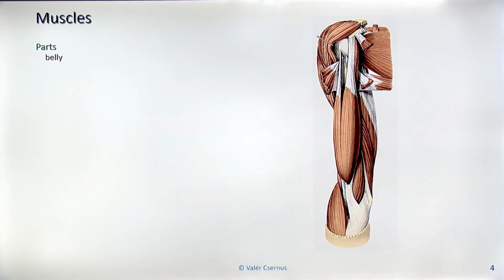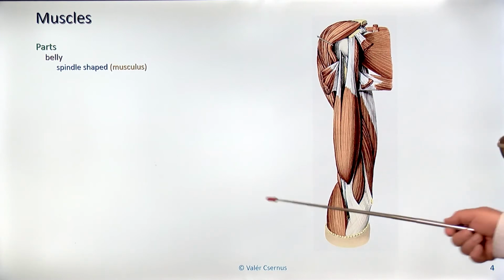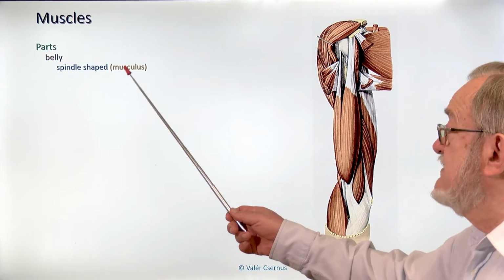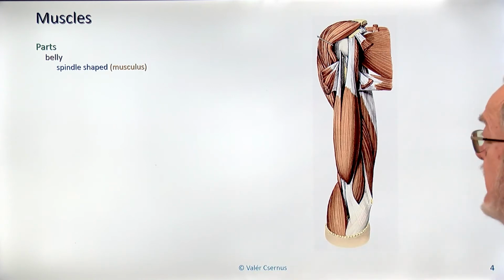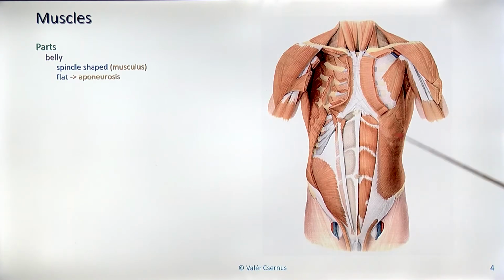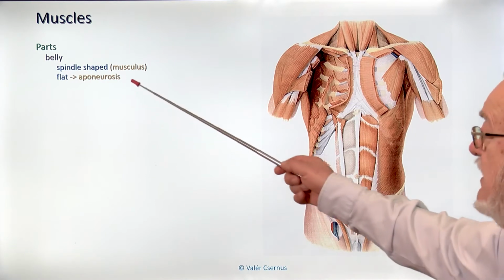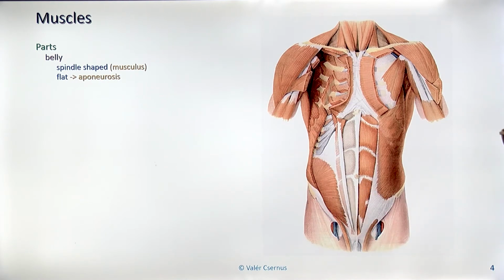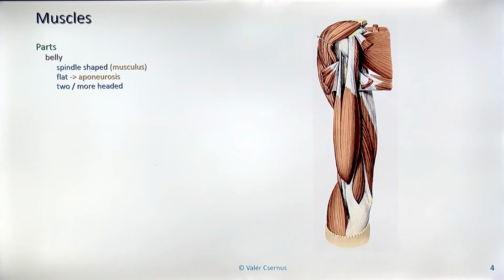The belly can be in different shapes. Frequently it's spindle shape, looks like a mouse. This is why the Latin term for the muscle is musculus, which means little mouse. The muscles can be in certain areas flat. This flat muscle also has a flat tendon, and this is named aponeurosis. This is not to be mixed with fascia because it's conducting force. So this is a flat tendon.